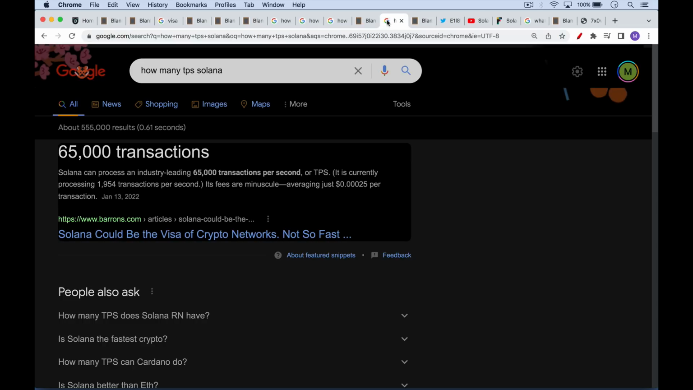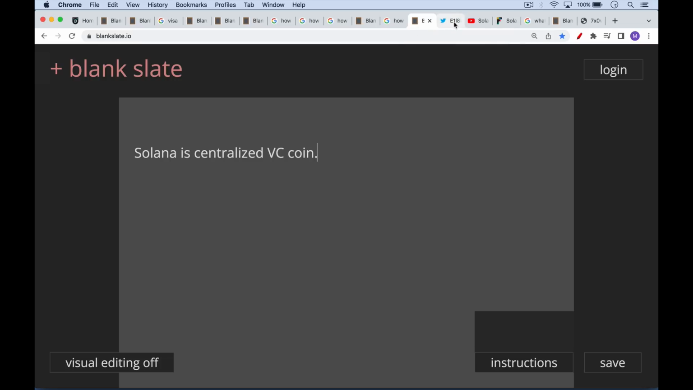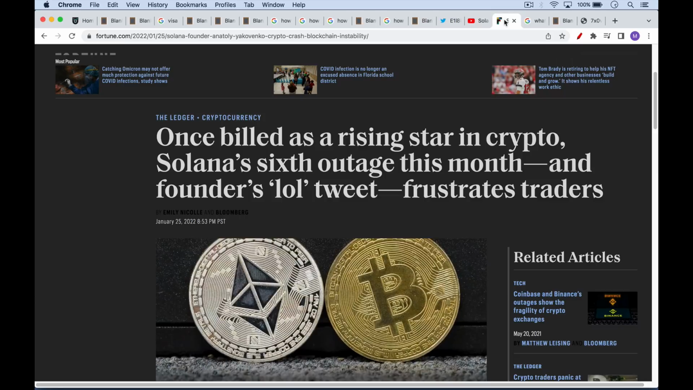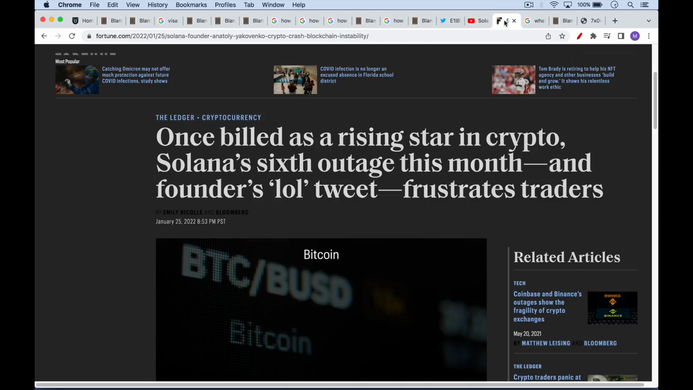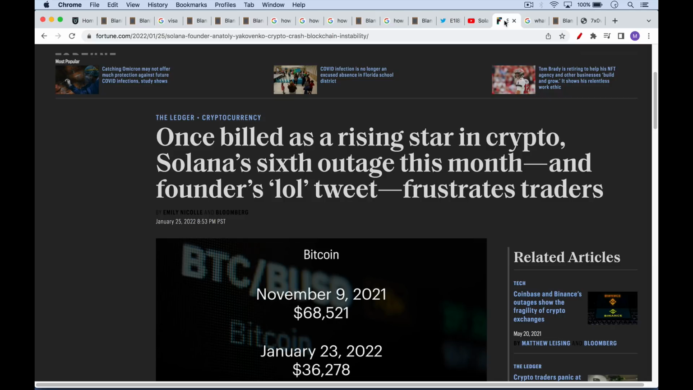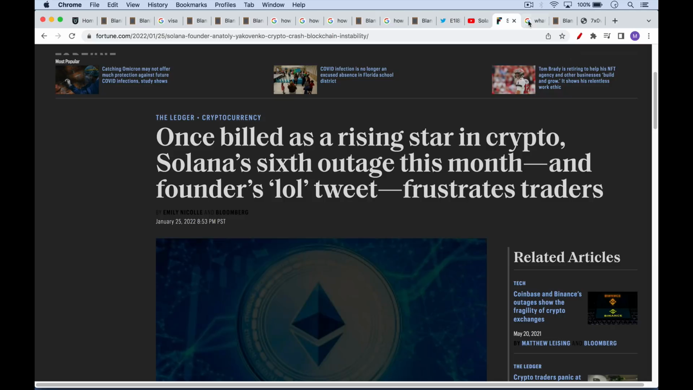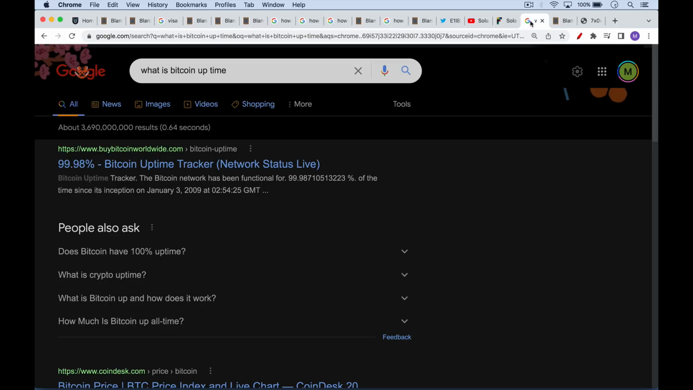If you're a newcomer to the space, you might be impressed by a new crypto that can do 65,000 transactions per second or 65 million transactions per second, whatever it is, but it's a very different animal. It's a much more centralized coin. And in addition to that, the Solana network has had a pretty pathetic record over the past 12 months. There have been many, many outages, even many outages in 2020. By contrast, Bitcoin has had 99.98% uptime since January 3rd, 2009, when the first block was mined.